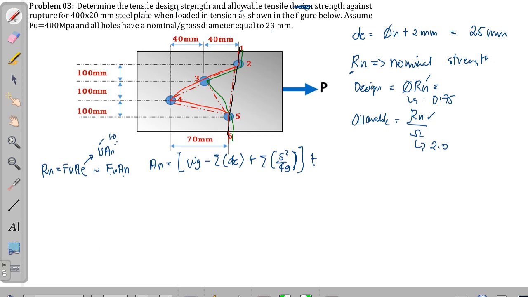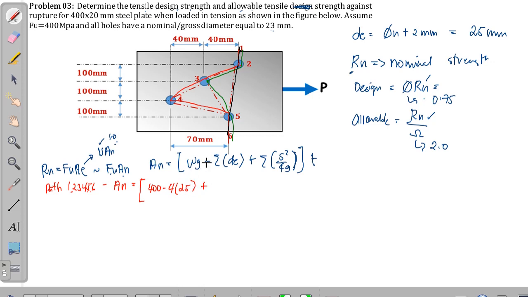Okay? So, let's say for path 1, 2, 3, 4, 5, 6. Our AN is equal to, the gross width is equal to 400. Sabi nito 400 by 20. So, ang gross width natin is 400. So, minus the effective hole diameter, the summation of effective hole diameter. So, ito, pagka path 1, 2, 3, 4, 5, 6. Ilang butas yung dadaanan ng failure? 4. Diba? So, that is 4 times the effective diameter, which is 25.